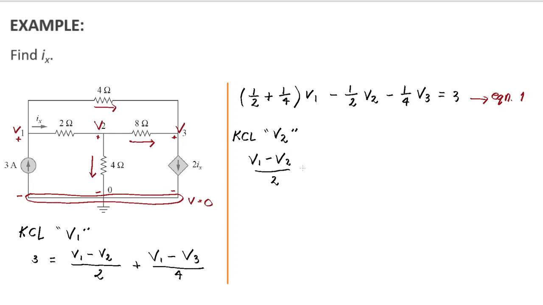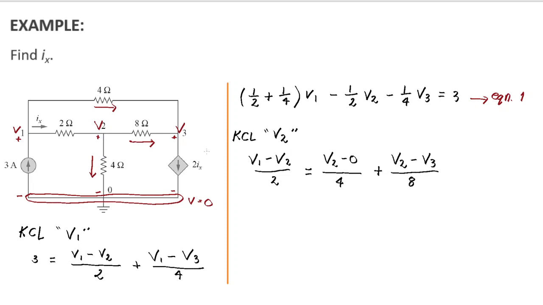What's another current? There's no more current entering, current leaving. This current, and that is V at the tail, it's V2, and V at the head is the reference node where V is equal to 0. So I'll just write that V2 minus 0 all over resistance 4 plus V2 minus V3. This current, I'm referring to this current, over 8.